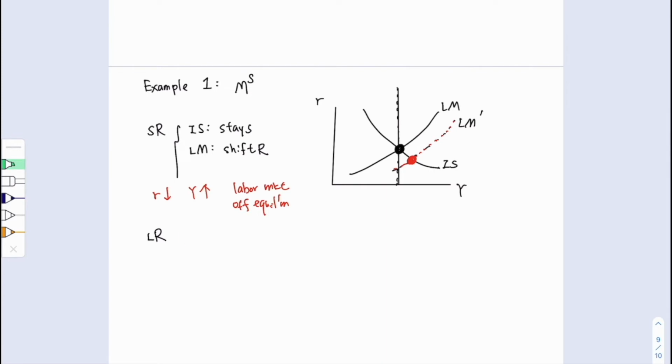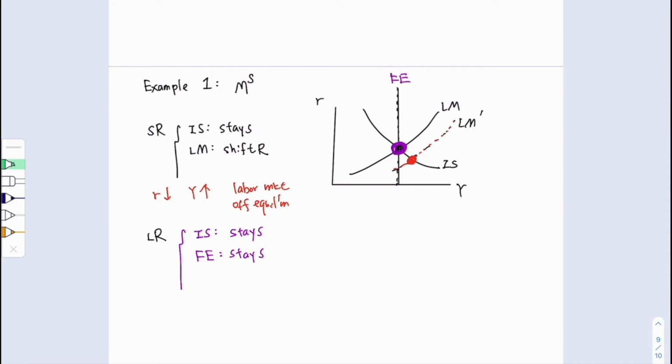Well, in the long run, the IS curve still stays the same, because nothing happens to the saving and investment decisions. But in the long run, we need to look at the full employment line. Given that changes in the money supply have nothing to do with the labor market equilibrium, the full employment line also stays the same. This tells us that in the long run, the economy will attain a new equilibrium, which is the intersection of the IS curve and the full employment line, which is the original point here.